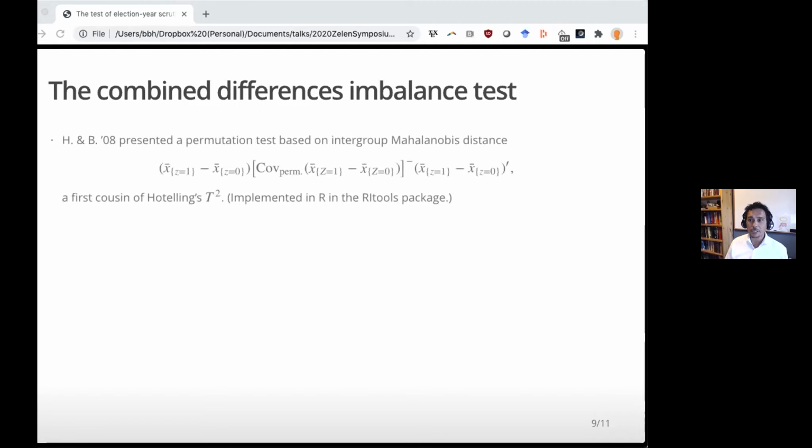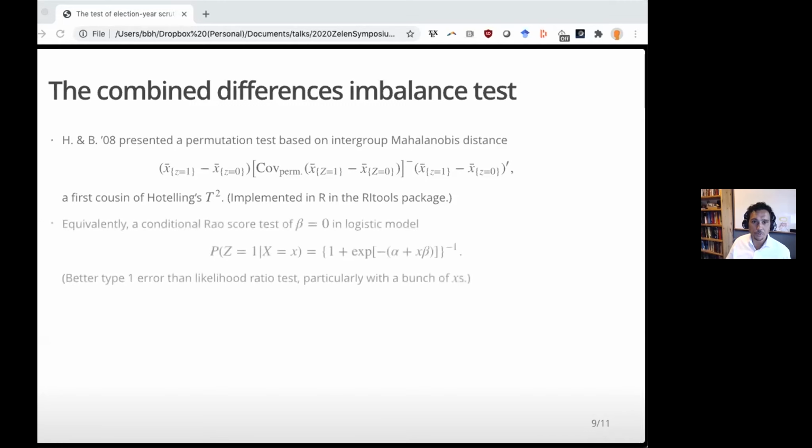We were led to a test of this form that I have here that says, calculate the centers of the groups in terms of each of the covariates that you have, take the difference of the one from the other, and now look at the position of this thing in multivariate space relative to the origin, and boil that down to a scalar using a Mahalanobis distance sort of calculation. It's sort of a first cousin of Hotelling's t-squared test. And we implement this in the RItools package in R.